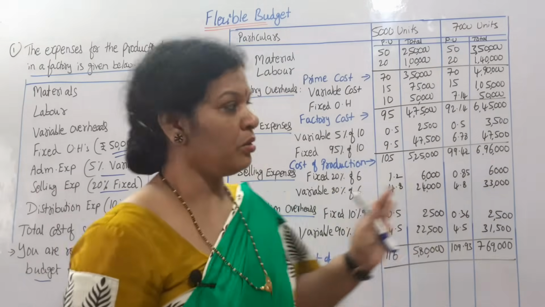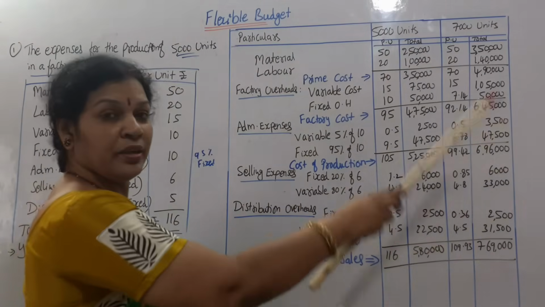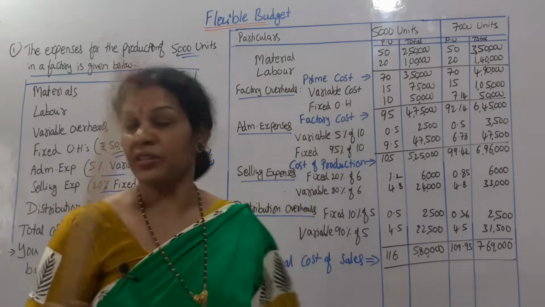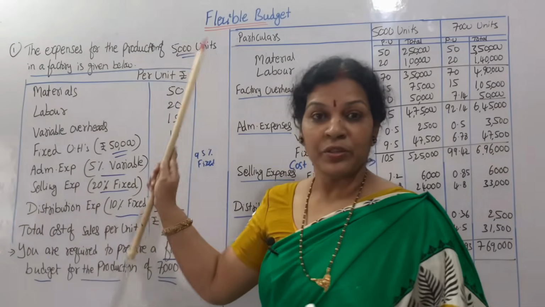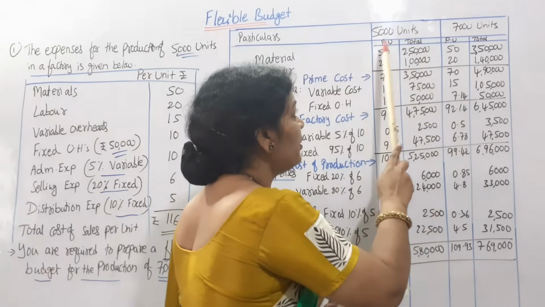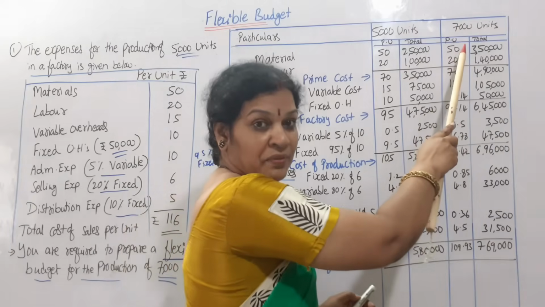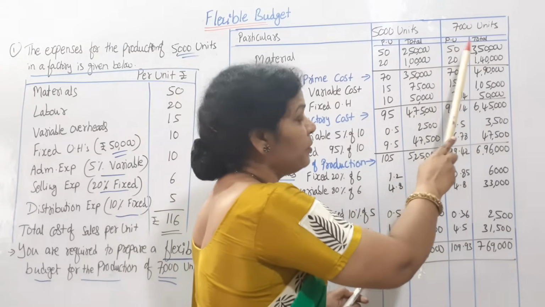Now if you see the solution, table I have prepared like this. First thing is that particulars 5,000 units. Already given 5,000 units per unit and total. Asking us to prepare 7,000 units. 7,000 units per unit total.